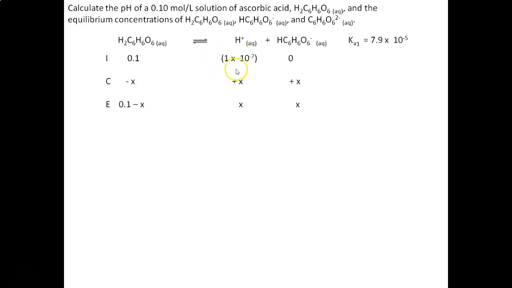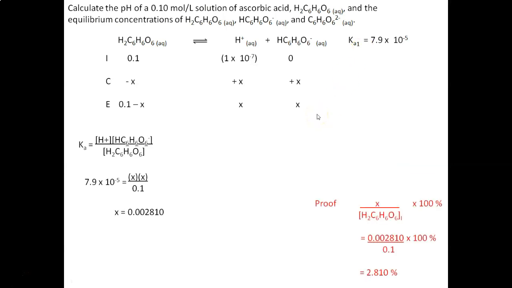Remember, this is not 0 because of the autoionization of water. I write my equilibrium expression. K value is really small, so I'm going to do my quick check. I'm going to calculate for my value of X. Then I'm going to do a proof. It's less than 5%, so it was a valid assumption. And then I'm going to solve. So now I know my value of X, so it tells me my concentration of my proton, my concentration of my anion. It allows me to get my concentration of my acid.